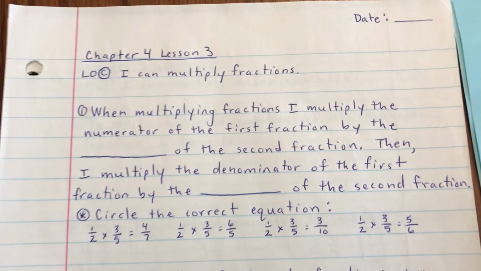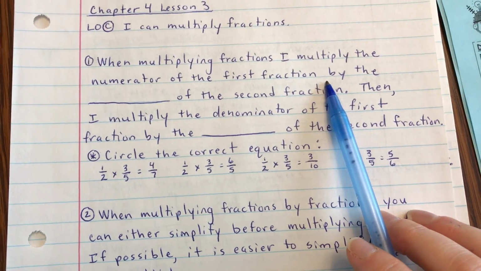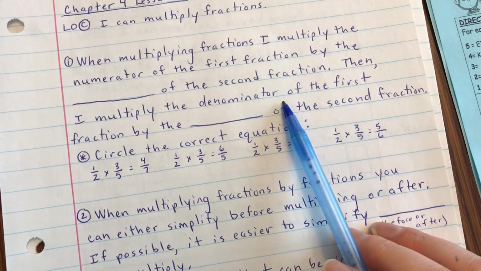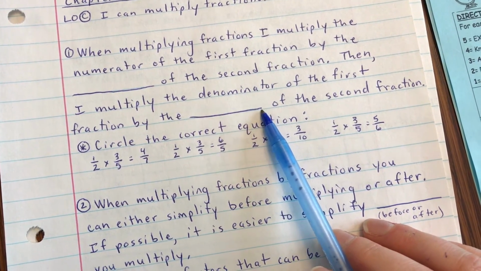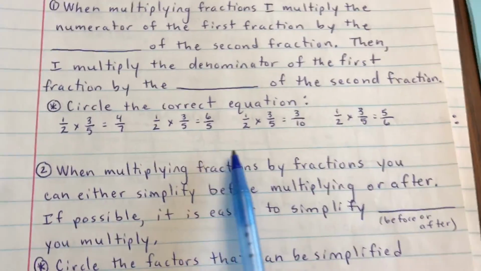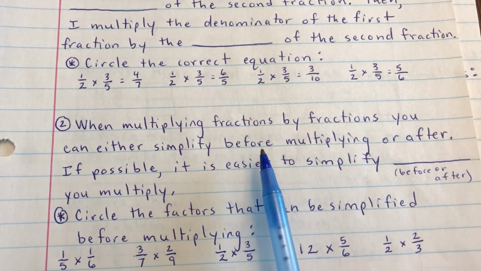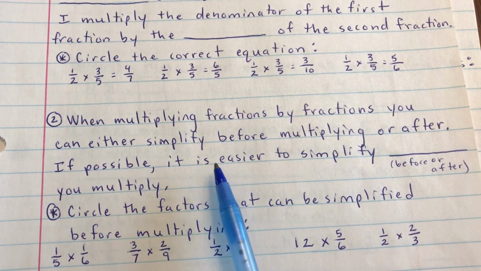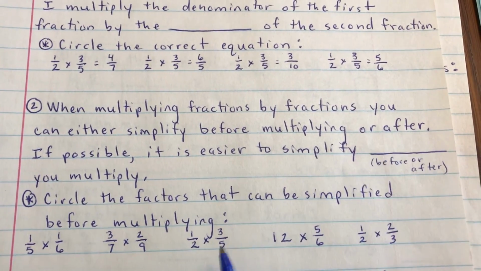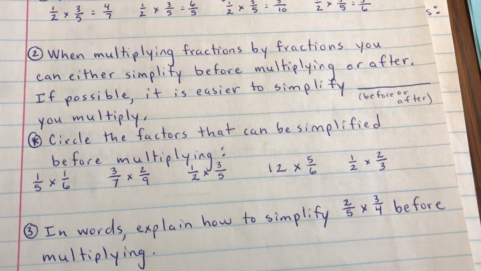All right, here is our reflection for Chapter 4, Lesson 3. I can multiply fractions. When multiplying fractions, I multiply the numerator of the first fraction by the blank of the second fraction. Then I multiply the denominator of the first fraction by the blank of the second fraction. Circle the correct equation. So circle the one that was done correctly. When multiplying fractions by fractions, you can either simplify before multiplying or after. If possible, it's easier to simplify blank, you multiply before or after. And circle the factors that can be simplified. So which one of these could be simplified?